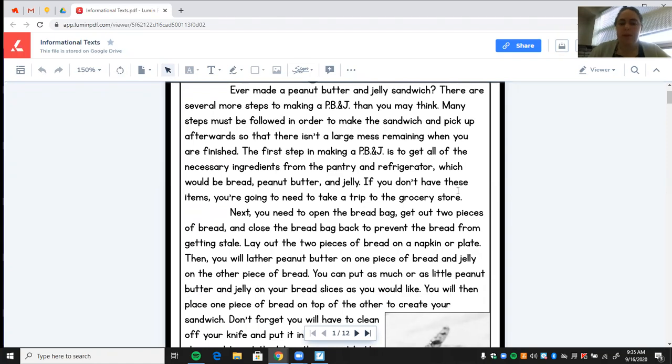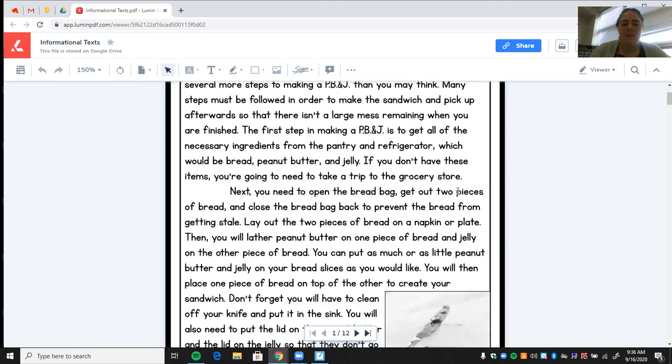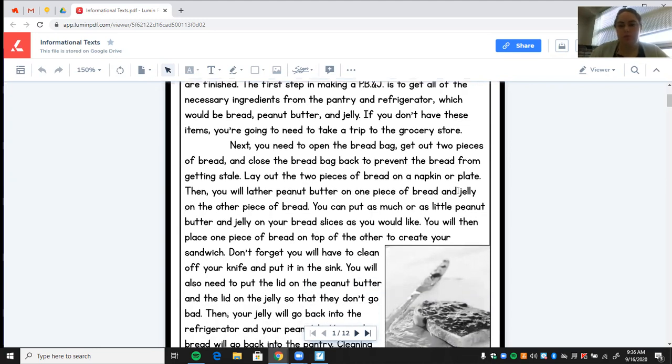The first step in making a PB&J is to get all the necessary ingredients from the pantry and refrigerator, which would be bread, peanut butter, and jelly. If you don't have these items, you're going to need to take a trip to the grocery store. Next, you need to open the bread bag, get out 2 pieces of bread, and close the bread bag to prevent the bread from getting stale.